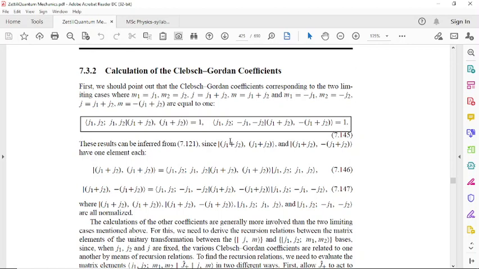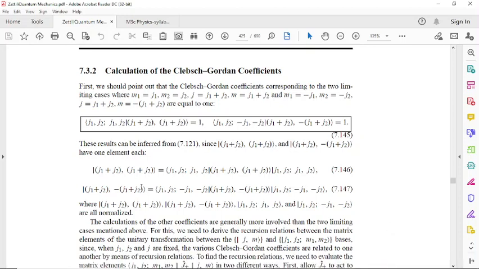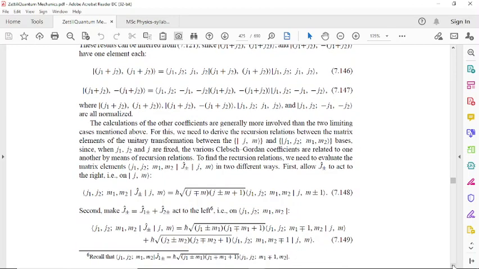And we can write |j1+j2, j1+j2> equal to <j1 j2 j1 j2|j1+j2 j1+j2> |j1 j2 j1 j2>. |j1+j2, -(j1+j2)> equal to <j1 j2 -j1 -j2|j1+j2 -(j1+j2)> |j1 j2 -j1 -j2>.